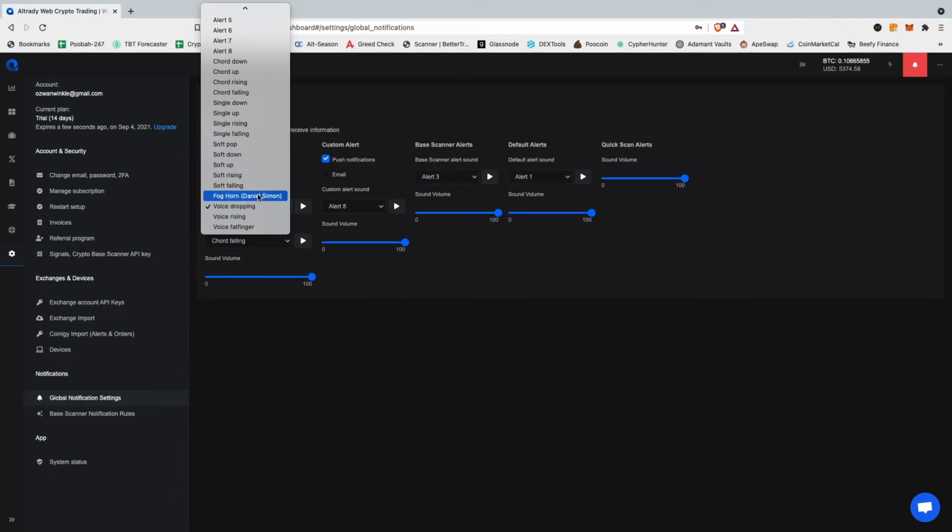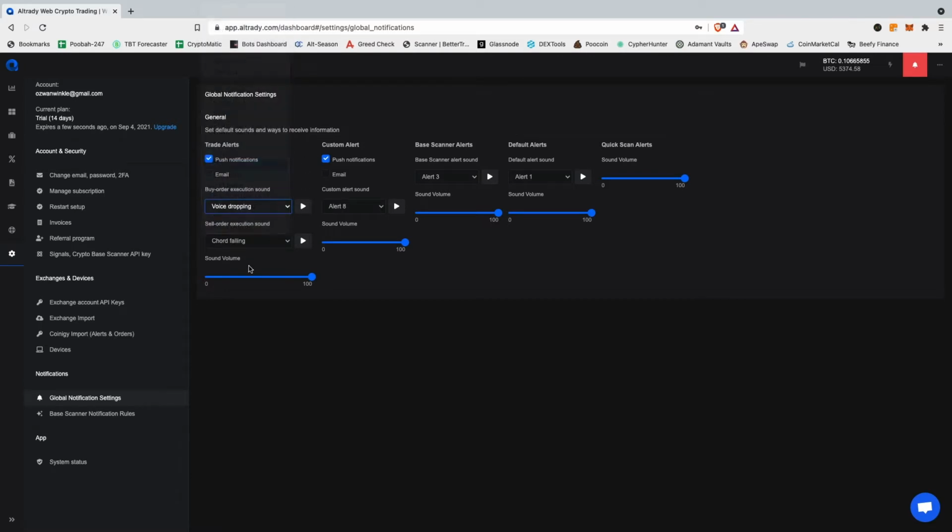Dropping. Anyways, point being is that you've got these alerts for the base scanner, for the custom alerts, for your default alerts, and your trade alerts, and your quick scan alerts. So you can choose whatever you like.